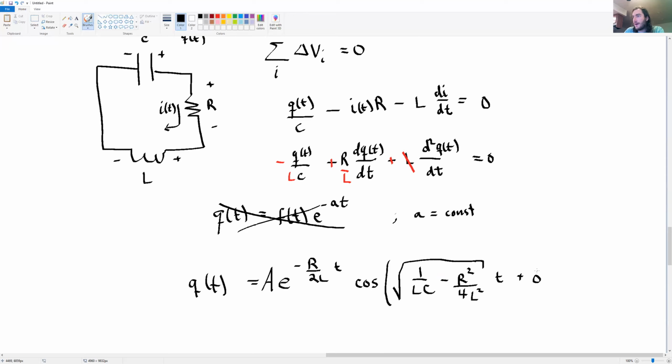plus some phase angle phi, which you can usually set to 0. For example, if I say at t equals 0, the charge q is, let's say, q0, the maximum amount of charge in my circuit, then I can get rid of the phi here and make that 0, because the cosine will be 1 when we have maximum charge, and the exponential will be 1 as well, which tells us that A would be equal to Q0. Whatever the initial charge is on that capacitor, that's the maximum charge that will ever be there.